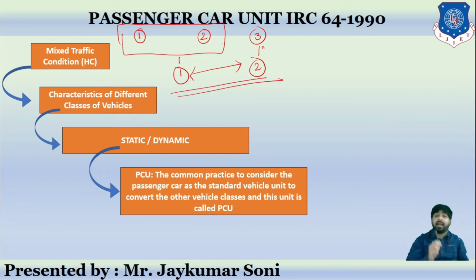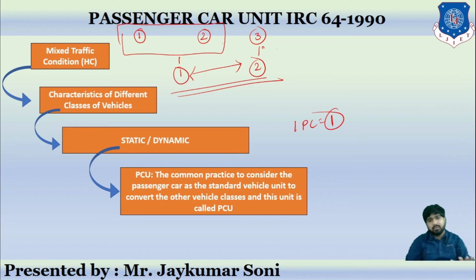The common practice is to consider the passenger car. Here we are considering a passenger car which basically has 4 or 5 seats, such as a Swift or Indica or any kind of basic car. The passenger car is the standard vehicle that will be used as the unit. One passenger car means the value of PCU will be 1, to convert the other vehicle classes. So it is called PCU.